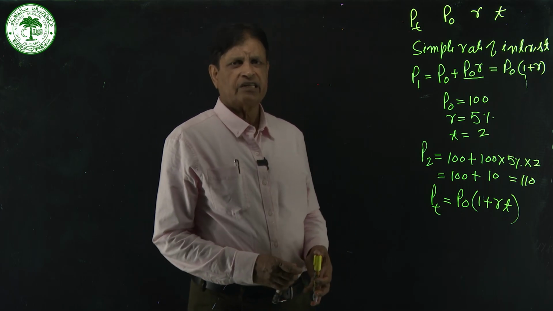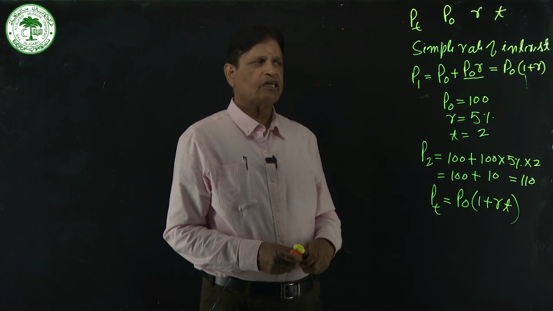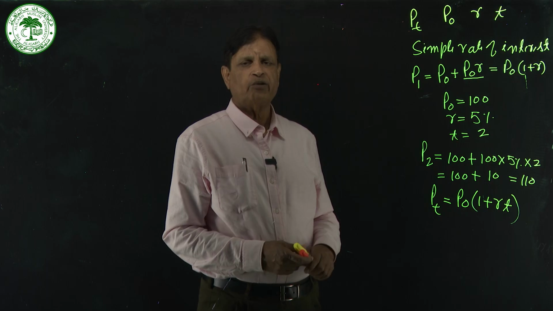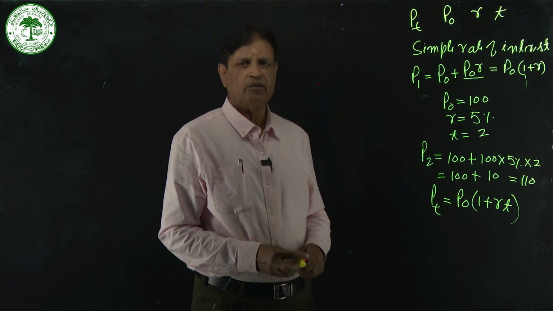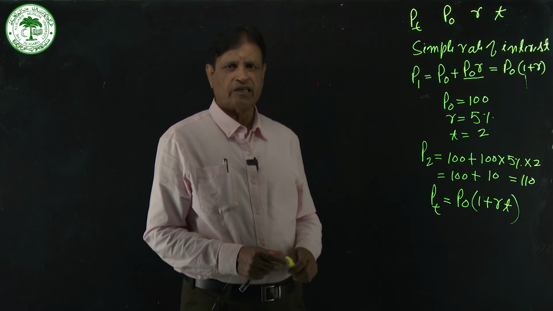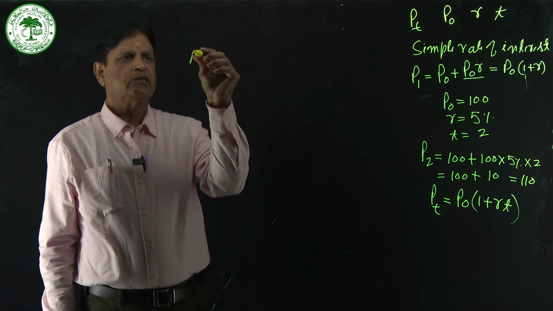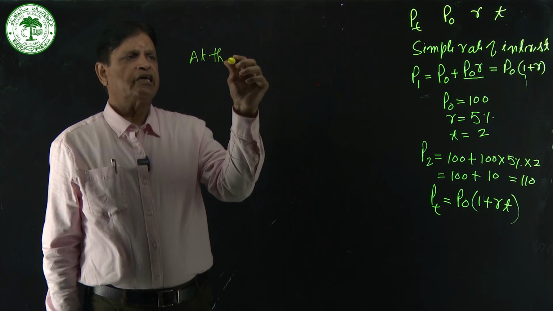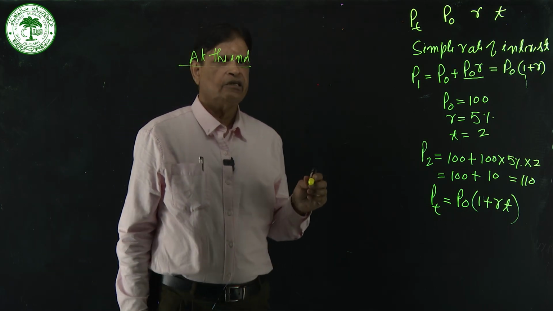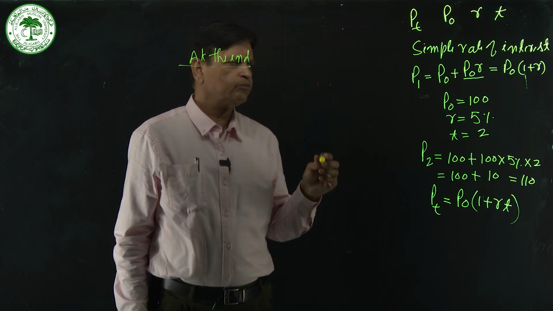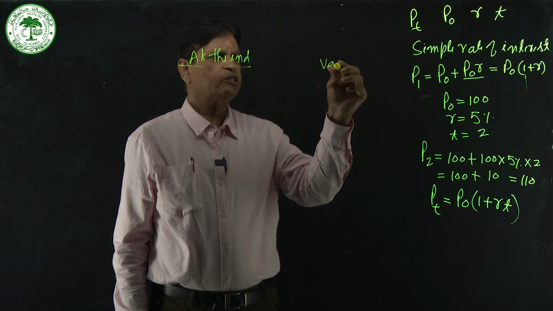But simple rate of interest is practically not used. In most of the cases we find that compound interest rate is being used. So how can we get the future value in the case of compound rate of interest? Let us take an example, and from that example we will show you how to calculate the compound future value of a deposit using compound interest rate.